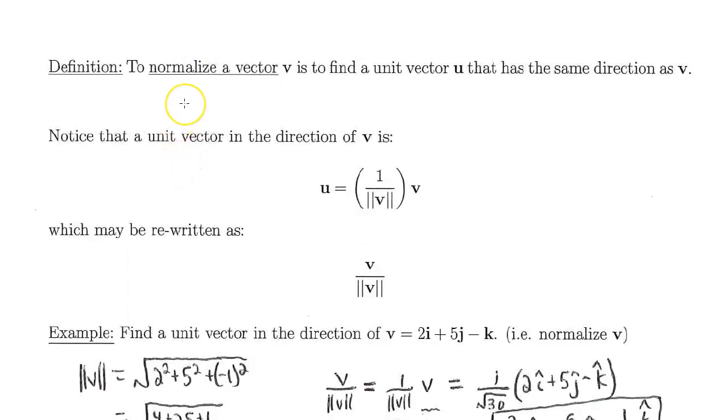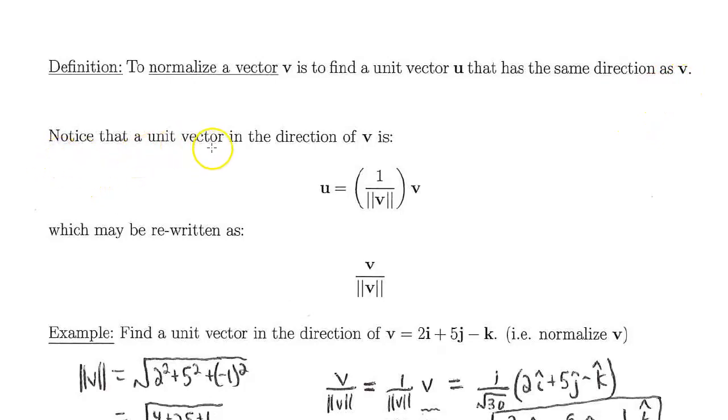Okay, now to normalize a vector, v, is to find a unit vector, which we'll call u, that has the same direction as v. Remember that a unit vector is just a vector that has length 1. So we have some vector v, it might have a length of 10, let's say. How could we find a vector that's in the same direction as v, but has a length of 1? Well, it turns out what we do is we just do 1/10 of v.